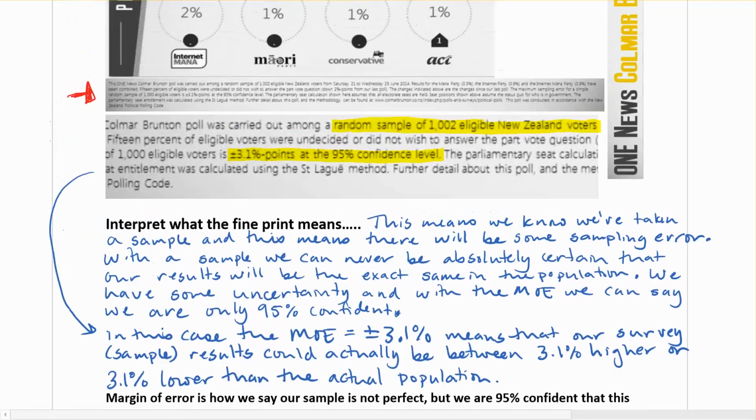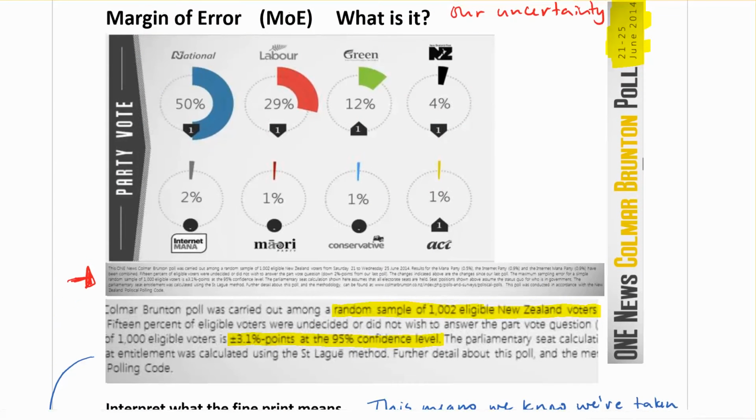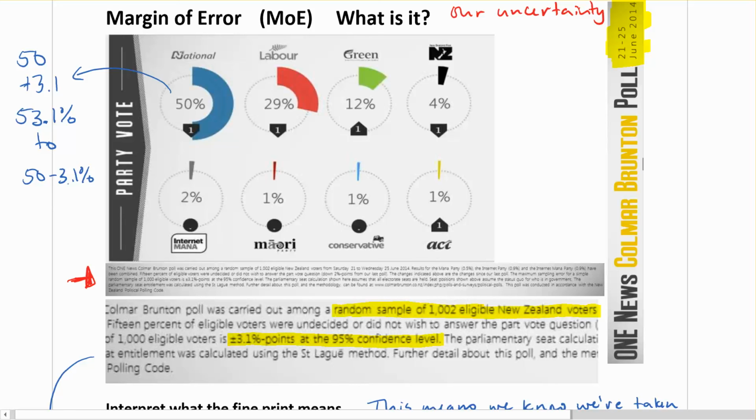So if we take a look at some of these results, for instance, if we looked at national, using the margin of error, we're going to plus 3.1% onto that. So 50 plus 3.1 gives us 53.1%. And at the other end, 50 minus 3.1% is going to get us 46.9%.